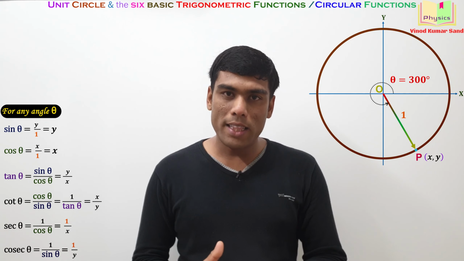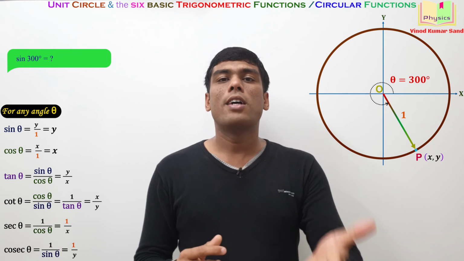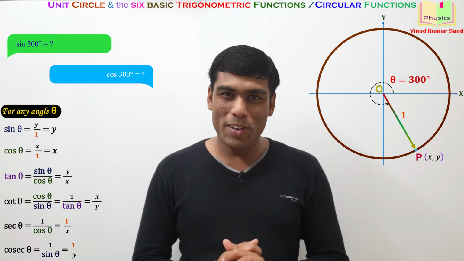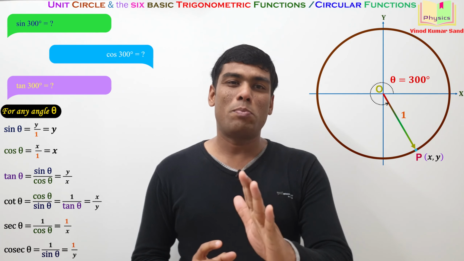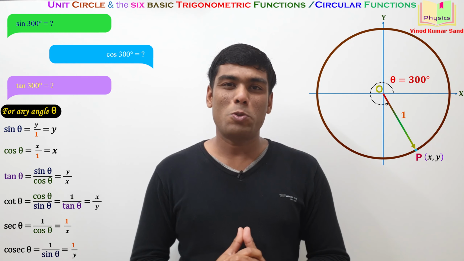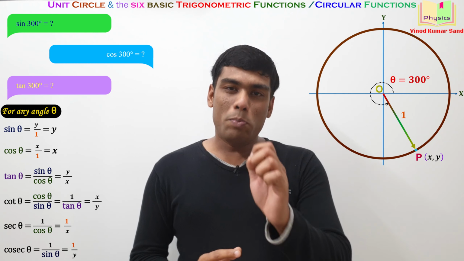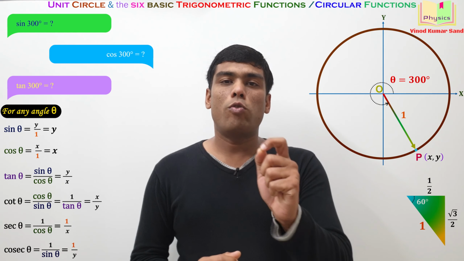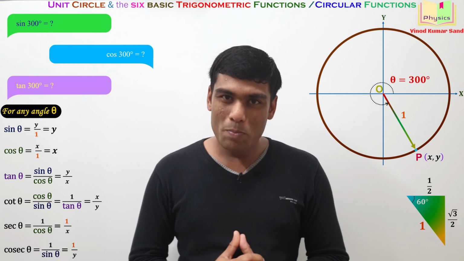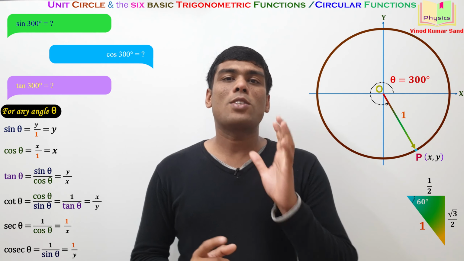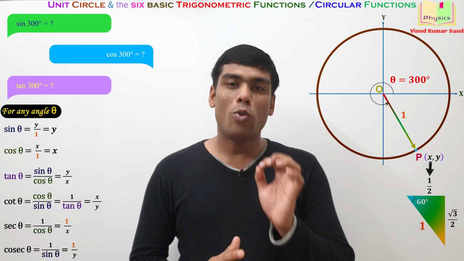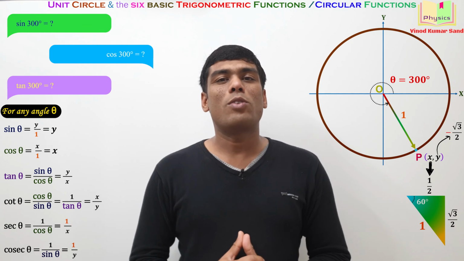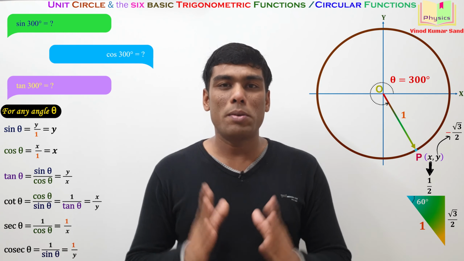Suppose we wish to determine the value of sine 300 degree, cos 300 degree and tan 300 degree. If you wish, you can pause the video here and quickly post your answers. Okay, to obtain the answers as usual, first of all we'll get the coordinates of point P. This time the x coordinate of point P will be equal to 1 by 2 and the y coordinate will be equal to minus root 3 by 2.